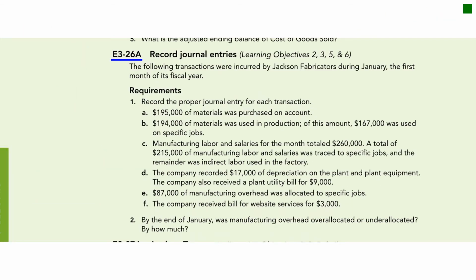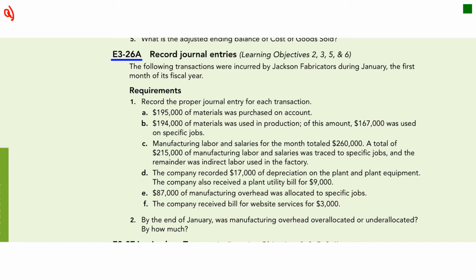Okay, 26A, I'm going to walk you through again all the basic journal entries in the cost flow setup for job costing. In this case, we've got Jackson Fabricators during January, month of the fiscal year. We've got transactions A through F. We're going to do the journal entries, and then we're going to look and see what the overhead account looks like to see if we're over or under. So I'm going to start way up here at the top. And again, you can always check the textbook solutions if you can't read my handwriting.